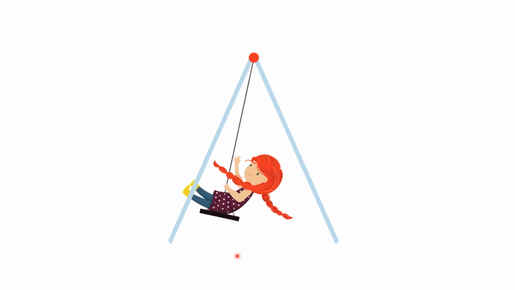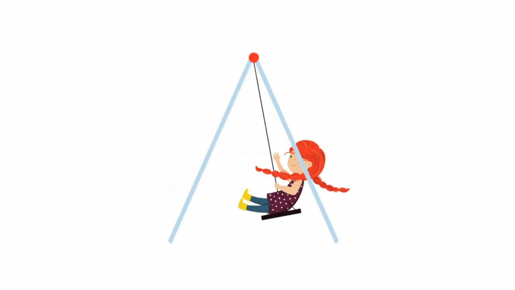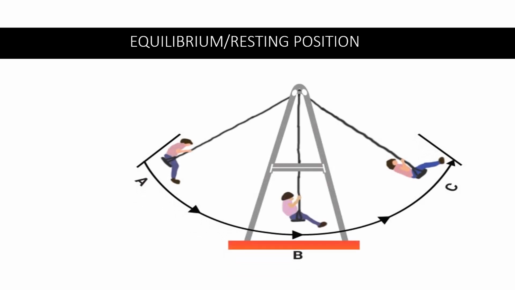So imagine we have here a girl in a swing, no? So let us write, or illustrate, the position of this girl in a swing. So this will look like this. We have position A, position B, and position C as the girl is swinging on the swing. As you can see, position B is what we call the equilibrium position.